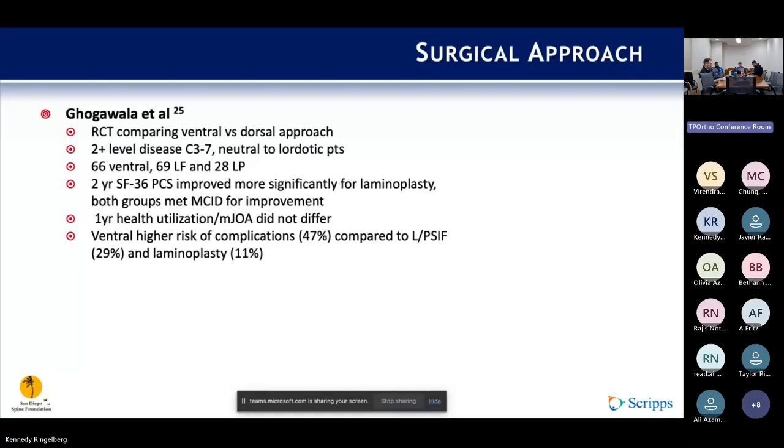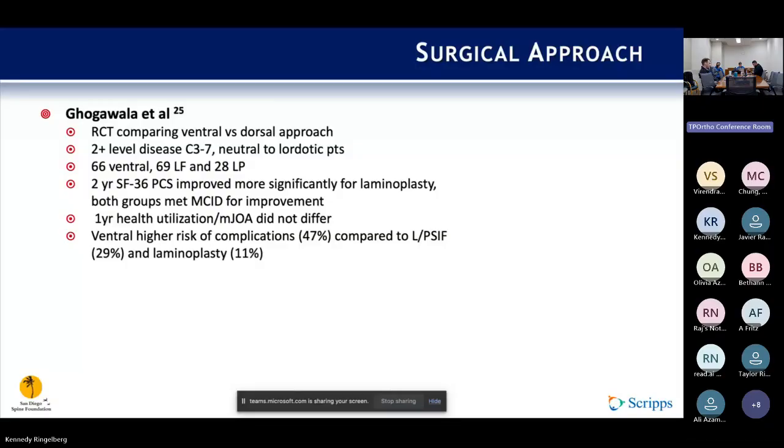This was one really powerful study that I thought I found. It was a randomized control trial comparing ventral versus dorsal approach for cervical spondylotic myelopathy, published in JAMA. All these patients had 2+ level disease from C3 to C7. They were neutral to lordotic, so that's an important point to point out, is that they had no kyphotic patients. Ultimately, they had 66 patients who were treated with an anterior approach, and then a total of approximately 100 patients who were treated posteriorly. One interesting thing to point out is that in the posterior approach group, it was up to the treating surgeon if they wanted to do a laminectomy and fusion versus laminoplasty.